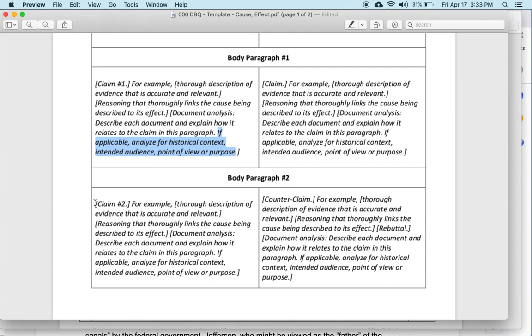Remember, again, my second body paragraph should do more or less exactly what I did in my first body paragraph. My second claim, directly from my thesis, a piece of evidence that supports that claim, some reasoning that thoroughly links the cause to the effect, and, if applicable, document analysis. Remember, it'll depend. How many documents you have in each paragraph will depend on your argument, the documents themselves, etc. There's no rule that you have to put a certain number of documents in any one paragraph.